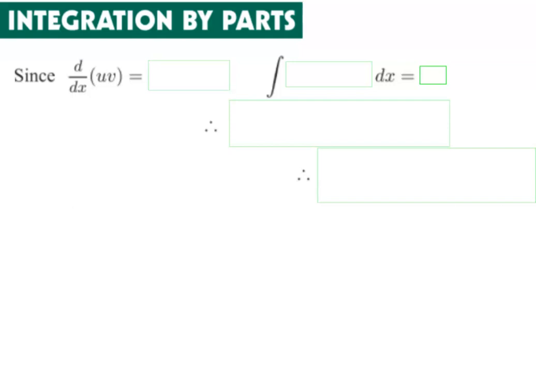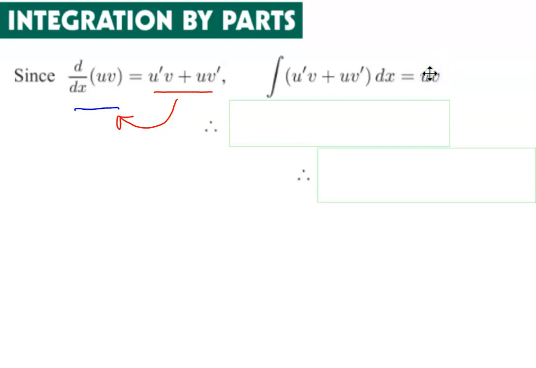In this video, we'll look at integration by parts. We have already seen that if we differentiate a product, we use the product rule and end up with u'v + uv'. So if we integrate this term, we end up back at the original function. If I integrate u'v + uv', I end up with the uv function.